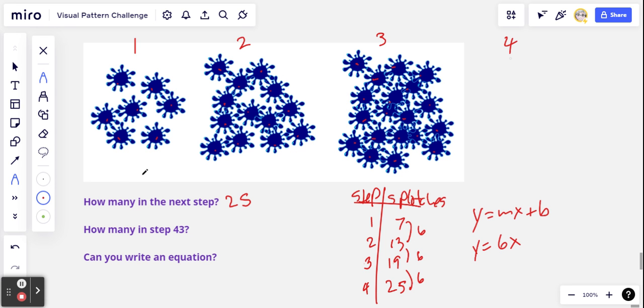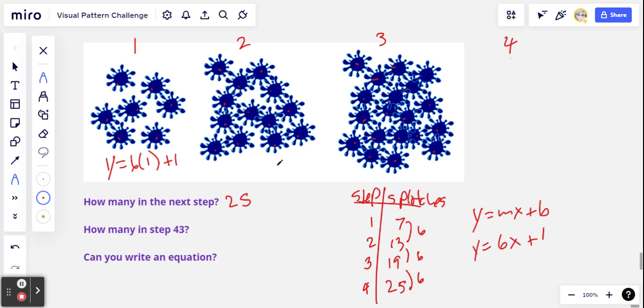Let's take it and try it out with step 1. So we're going to put the step number in for x. So I'd say y equals 6 times 1. And 6 times 1 is 6. That'd give me 6. But we've got 7 here. So we just need to add one more. So our equation is going to be y equals 6x plus 1.